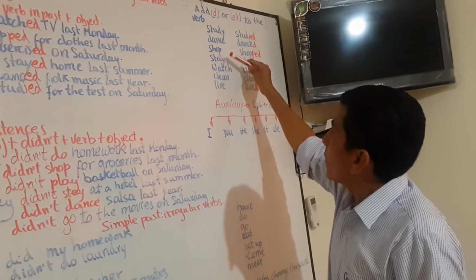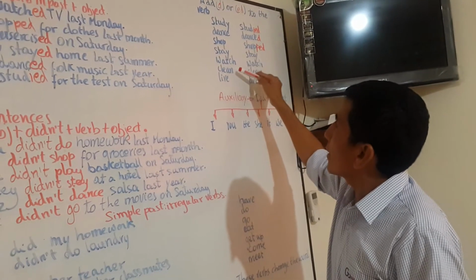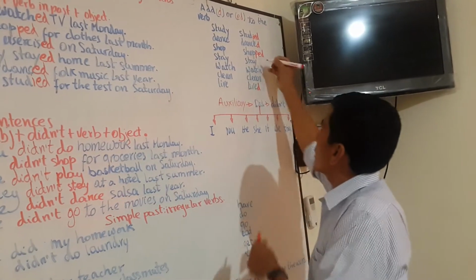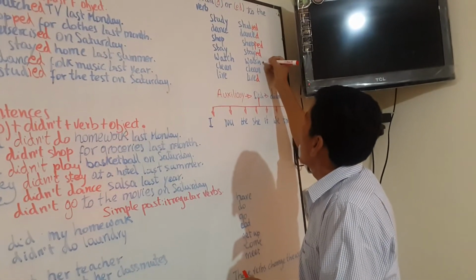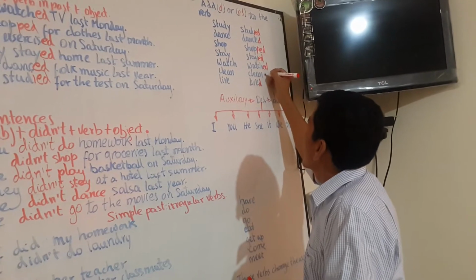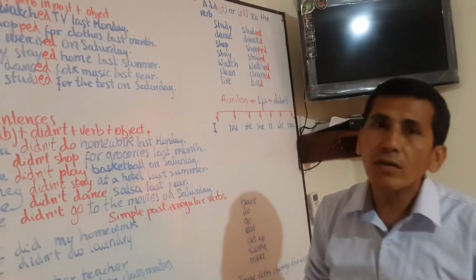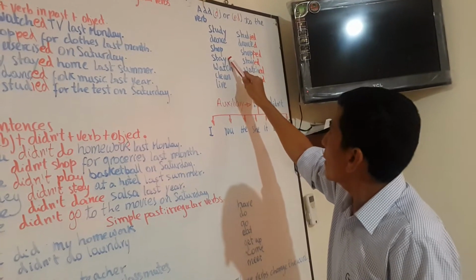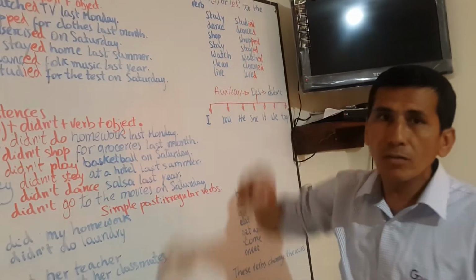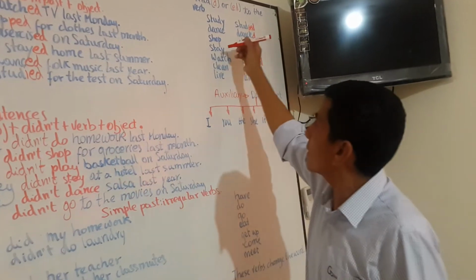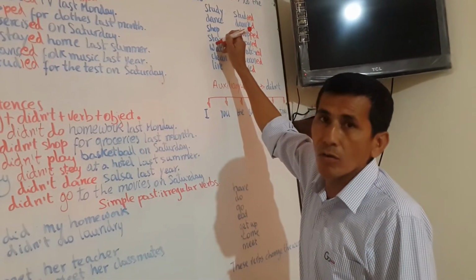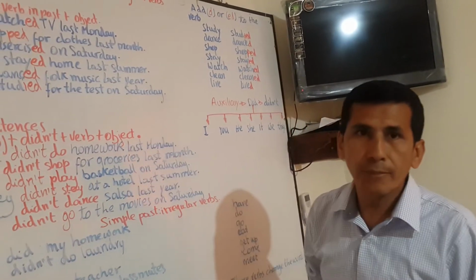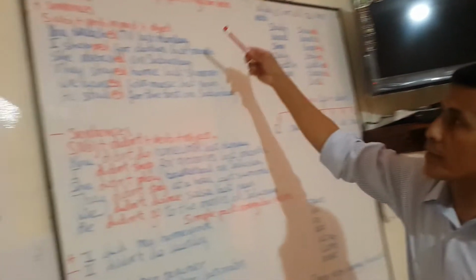Another case, we have stay, watch, and clean. Most of the verbs are going to add only ed. For example, stayed, watched, cleaned. Remember, most of the verbs add ed. In this case, stay is not the same case as study. Why? Because stay finishes in a vowel plus y. In that case, you only need to add ed. No more.